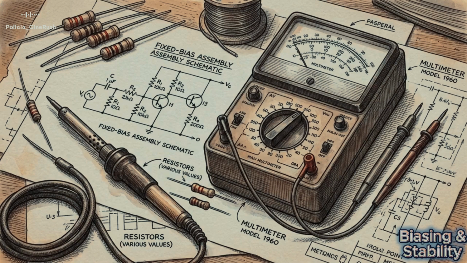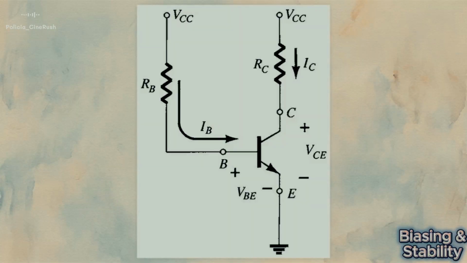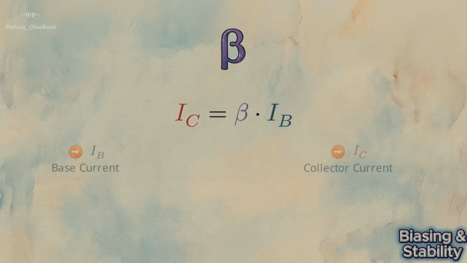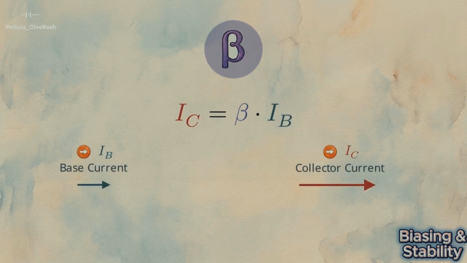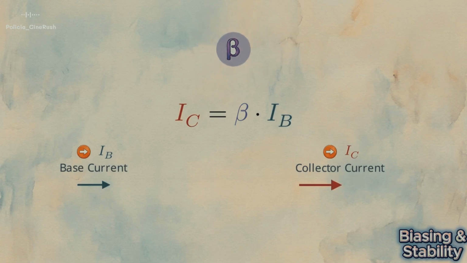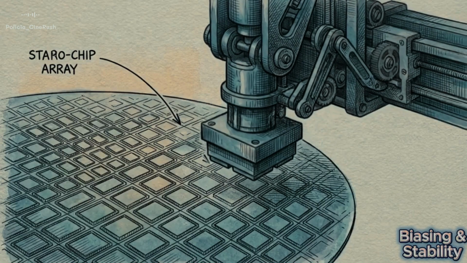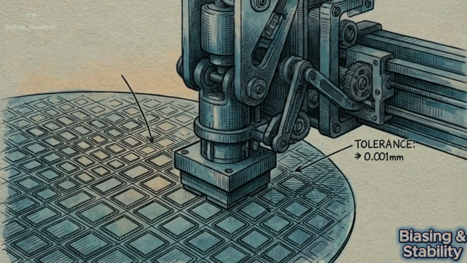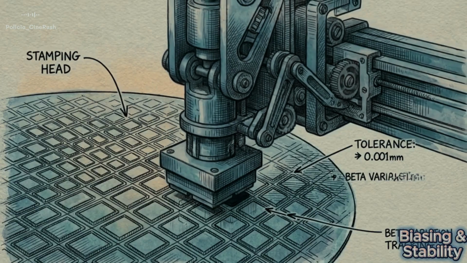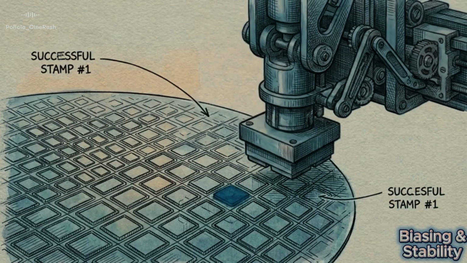To lock down the Q point, engineers developed various circuit configurations. The absolute simplest method is known as fixed bias. This schematic shows a fixed bias circuit. It relies on a single resistor connecting the top positive supply rail directly to the base terminal of the transistor. The fatal flaw of this design is its strict dependence on the transistor's DC current gain, known as beta. Beta defines the ratio of collector current to base current. Beta varies wildly due to microscopic manufacturing tolerances. Because the circuit cannot adjust, the fixed bias Q point is highly unstable, rendering it unsuitable for precision amplifiers.